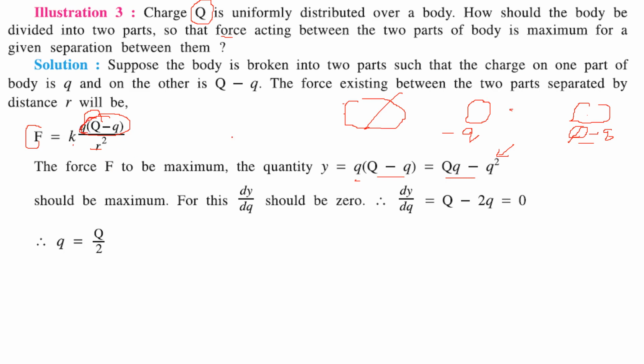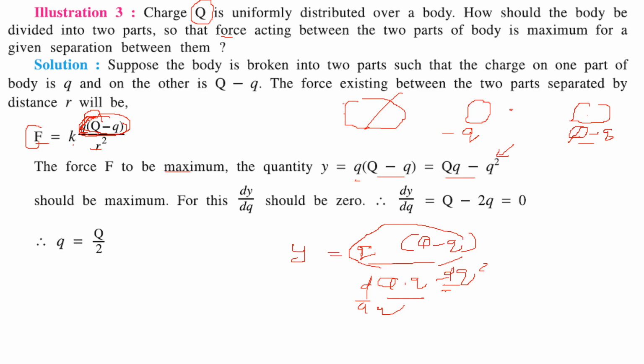So how do we find that this quantity is maximum? If I say y is equal to q into Q minus q, then for F to be maximum, this has to be maximum. How to find for what value this will be maximum? Do we put this as 0? No. The derivative of this value should be 0, so that it becomes maximum. So we take the derivative dy by dq. This is qQ minus q square. Taking the derivative with respect to q, you get Q minus 2q, which is equal to 0. And this gives you q equal to capital Q by 2. This is the answer. So we have to divide them: the charge should be half and half between the two parts.